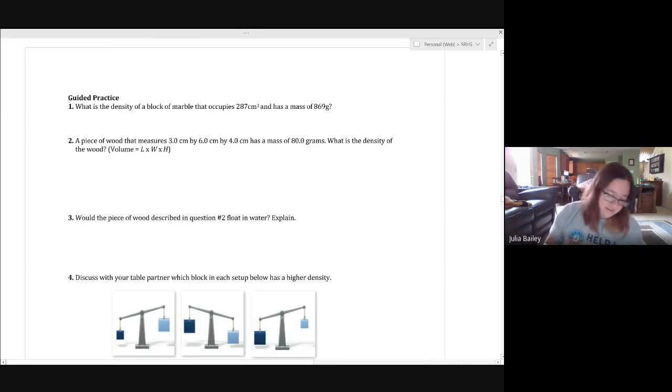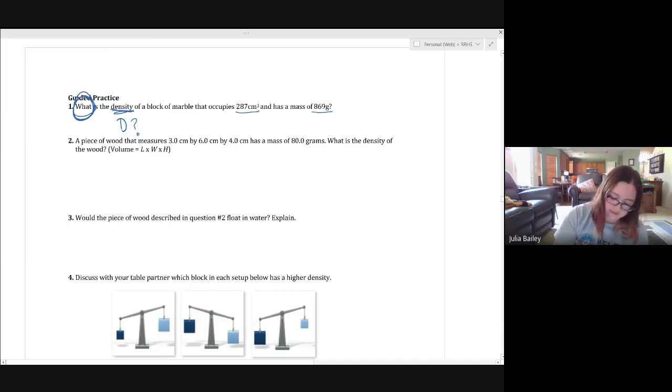Get ready. Okay. Number one, what is the density of a block of marble that occupies 287 cubic centimeters and has a mass of 869 grams? Well, it helps to label your stuff, right? So density is what they use a question word right here. What is the density? So that's the one we don't know.